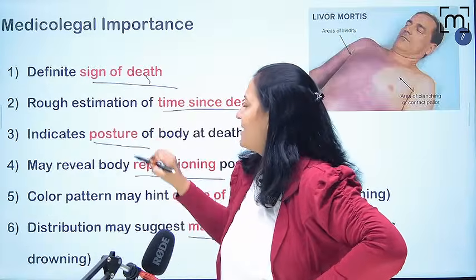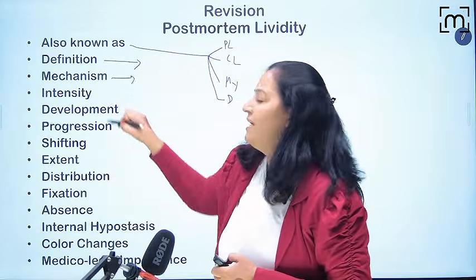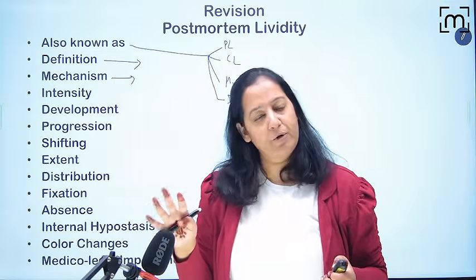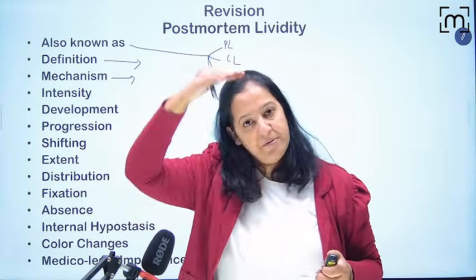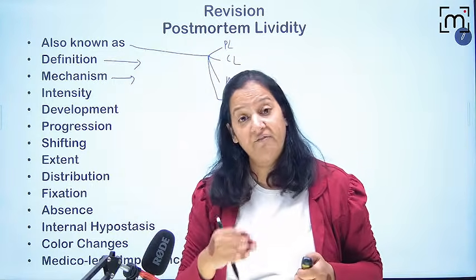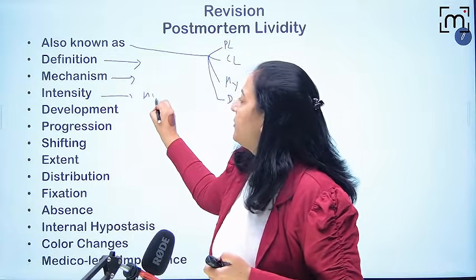Mechanism, you know, mechanism is gravity. So when death occurs, you draw the flow chart. When death occurs, circulation stops. Circulation stops, axial blood flow. Gravity will attract the blood. RBC, WBC, platelets will fall, and that will give the staining, and that will cause the lividity. Intensity depends on reduced hemoglobin.